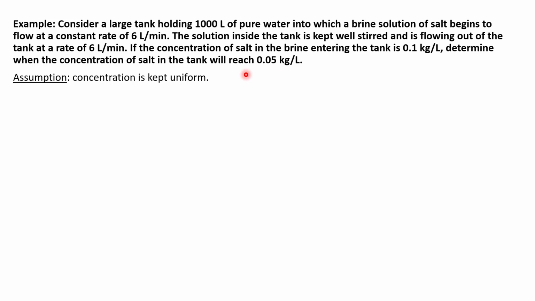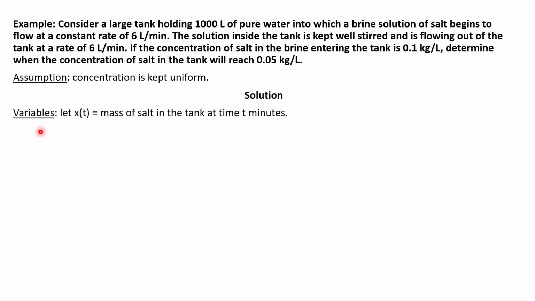First, let's assume that our concentration is kept uniform. That's that sentence about kept well stirred. Here's our solution process. Let's first define our variables. We're going to let x of t be the mass of salt in the tank at time t. So x is going to be our dependent variable. It's going to depend on our independent variable t in minutes. We're going to use a one compartment system for the model for this situation.